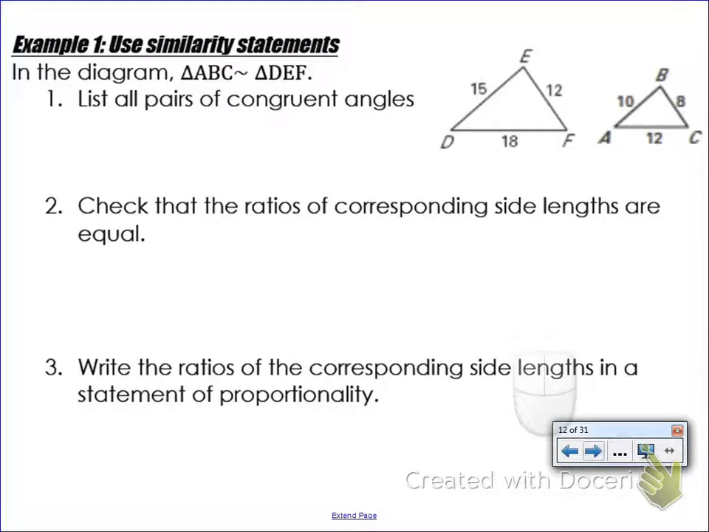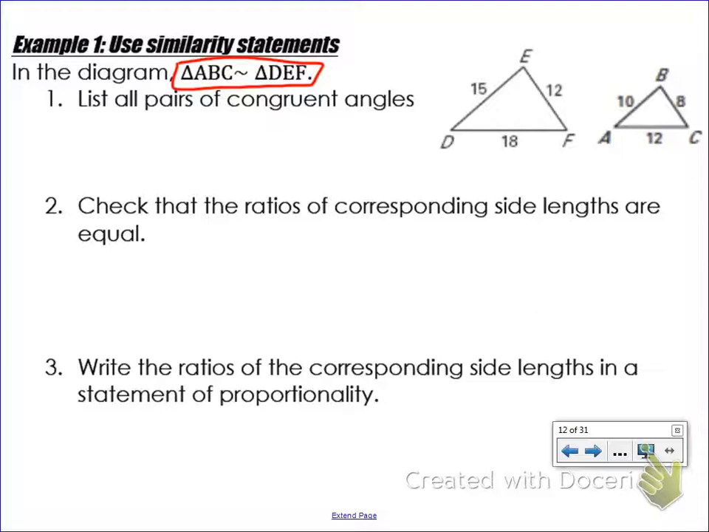All right, for example number 1, we're going to explore some similar triangles, and start with the similarity statement. The similarity statement given to me is triangle ABC is similar to triangle DEF. Now, just like we just did, we want to list all the pairs of congruent angles, and we don't even need the diagram for this. We can look at the similarity statement and figure out which angle goes with which angle.